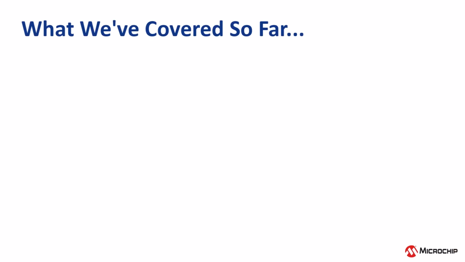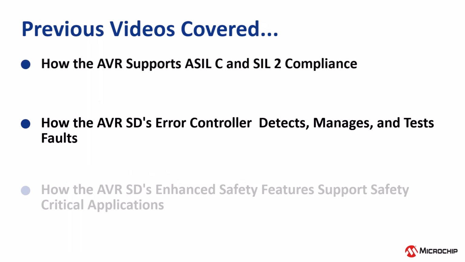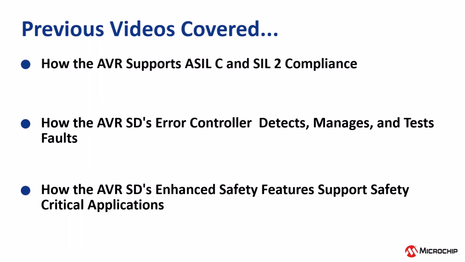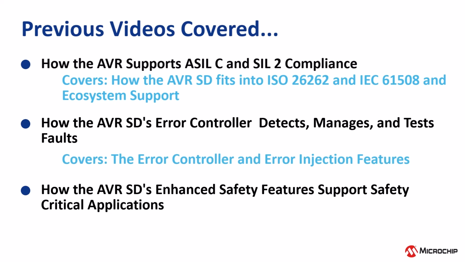Let's take a high-level overview of what many of these features are. In this video, we have already covered the dual-core lockstep CPU with dual interrupt controllers and illegal address and opcode detection, and dual peripherals such as the ADC, I2C, and SPI modules, zero cross detect, and watchdog timers. And in a previous video, we took a deep dive into how the AVR SD fits into ISO 26262 and IEC 61508 in general, and ecosystem support, the error controller and error injection features, and ECC memory protection.